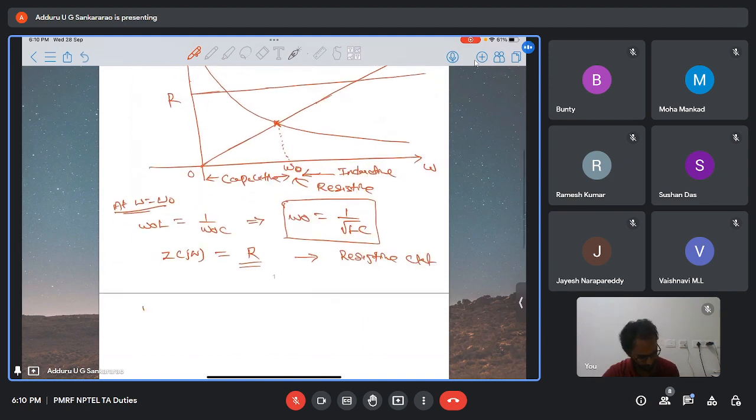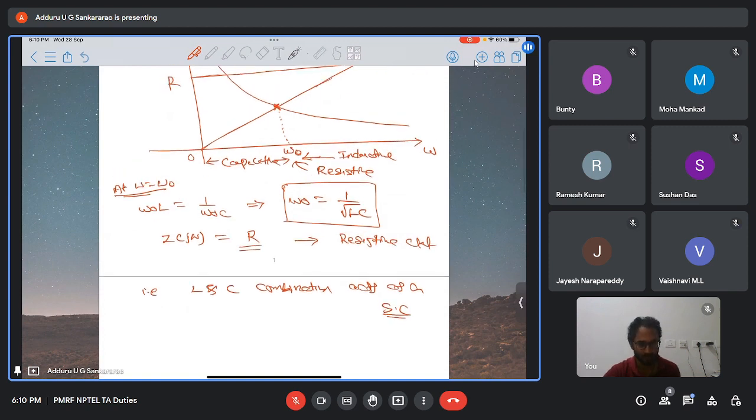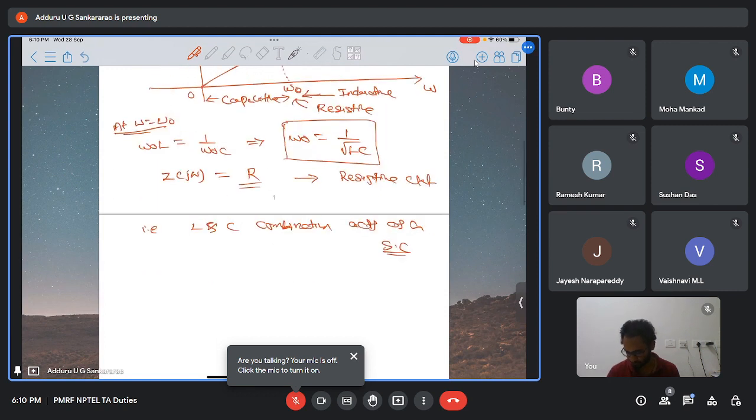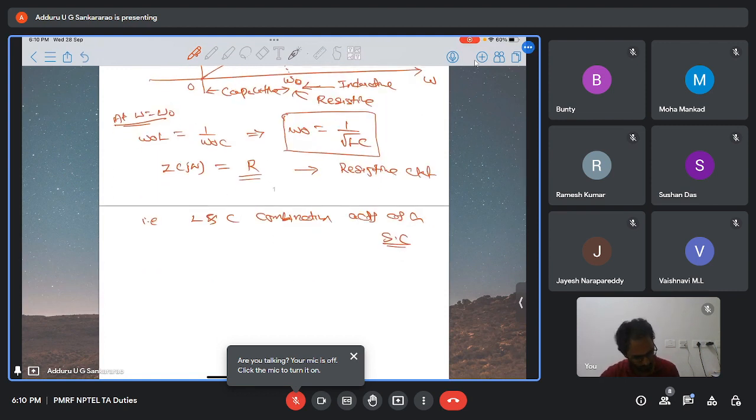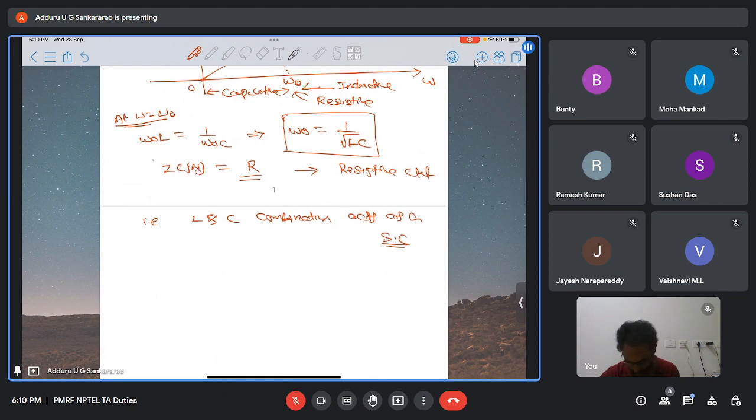That is, the combination of inductor and capacitor acts as a short circuit. Okay. So at omega equal to omega naught, the combination acts as a short circuit. So Z of j omega naught equals R, at resonance, at omega equal to omega naught, the overall impedance.